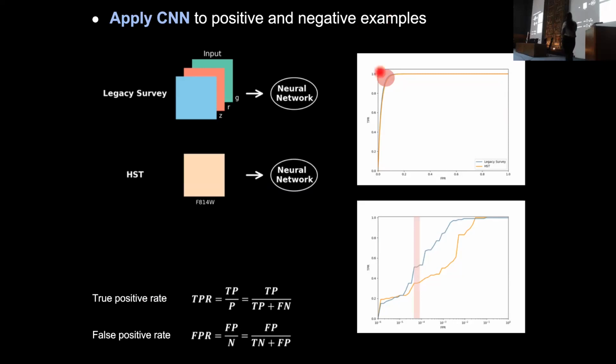And in this case, what we are observing over here is that the Legacy Survey, which is the blue line over here, is performing better than the HST. So this means that for now, the color is more important than one color with a higher resolution.